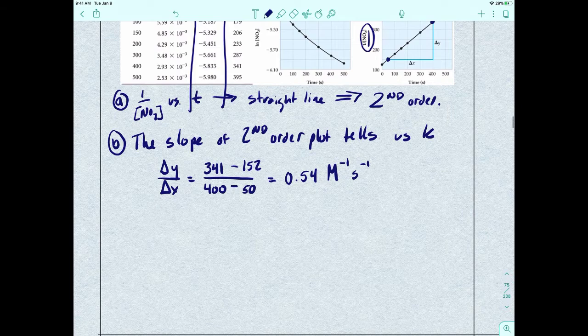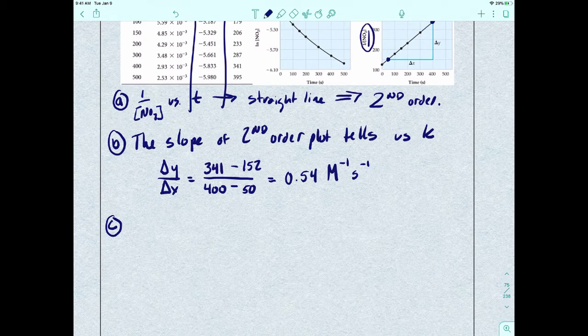So that was nice. All right, now part C. Part C is asking us, let me flip back to my notes. Here it is. Part C, what is the concentration of NO2 at T equals 20 minutes? Okay, what is the concentration of NO2 at 20 minutes?